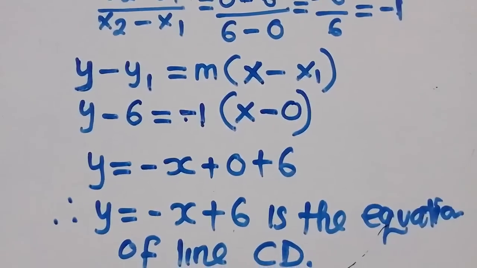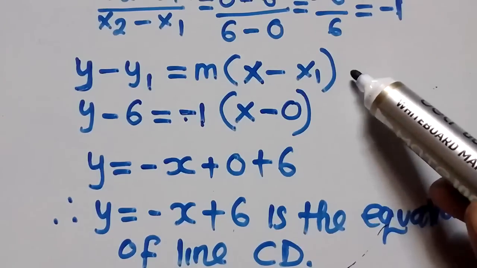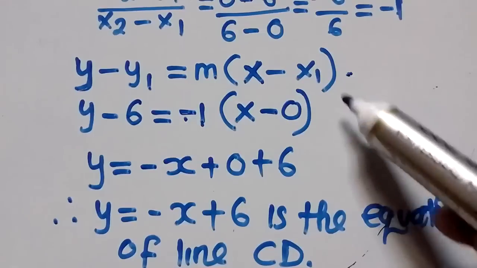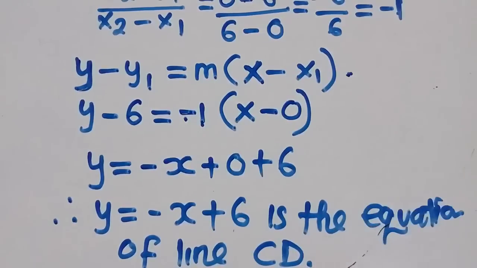Have you seen the way I've answered this? The first thing you need to do is find the gradient. After you find the gradient, the next thing is the equation of a straight line. You substitute, then finally you've got your answer: y is equal to negative x plus 6. This is the equation which you found.